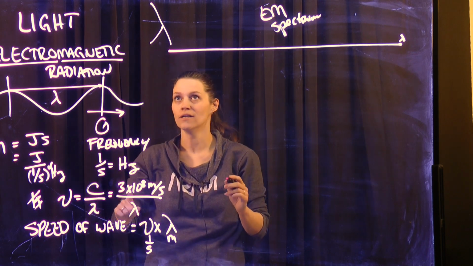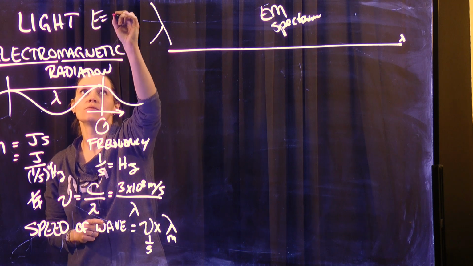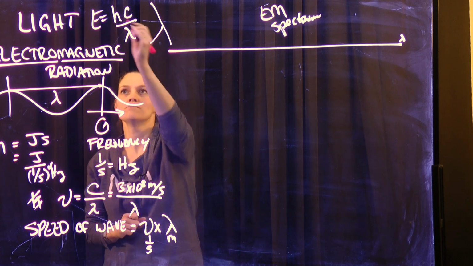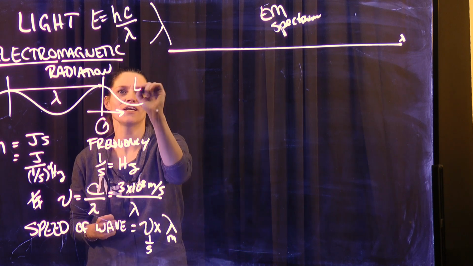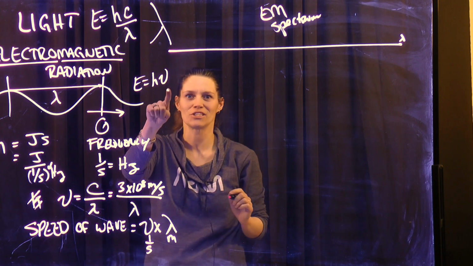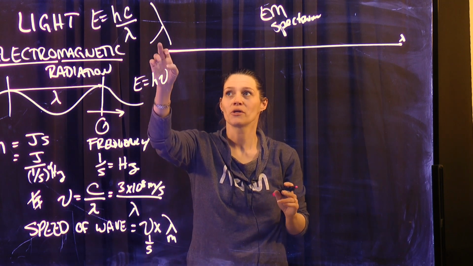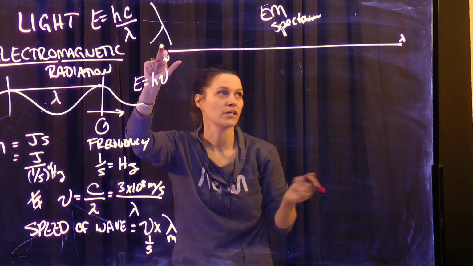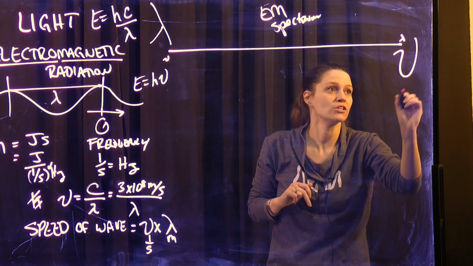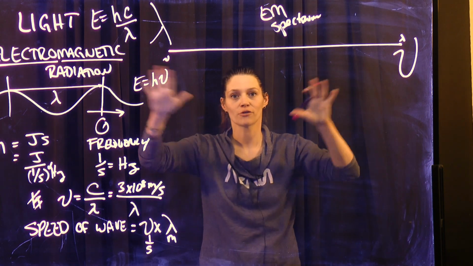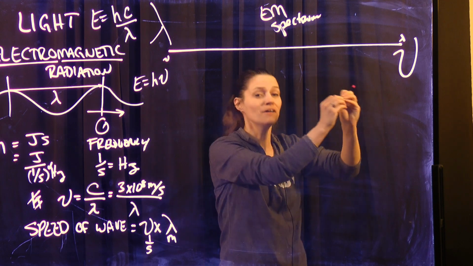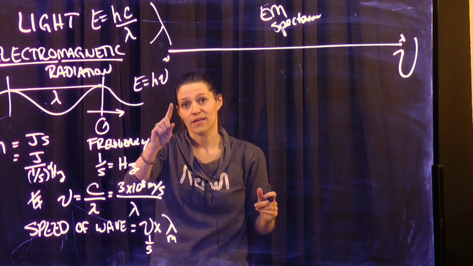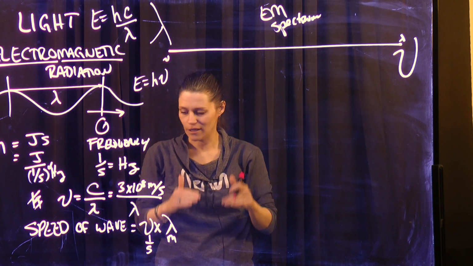And actually I should add on, so E is equal to h nu, which is equal to hc over lambda. So here's the energy. When you have large wavelength, you have small frequency or small energy. When you have small wavelength, you have very large frequency or large energy. Inverse proportionality. Small wavelength, high frequency. Long wavelength, low frequency. Think about that for a little bit. Make sure that that's in your brain.